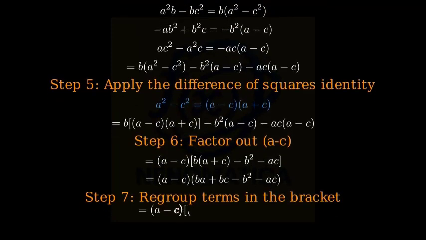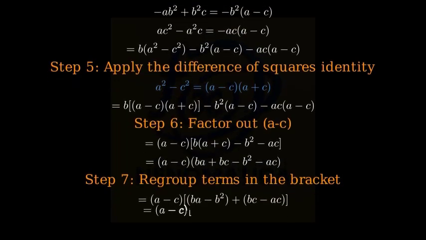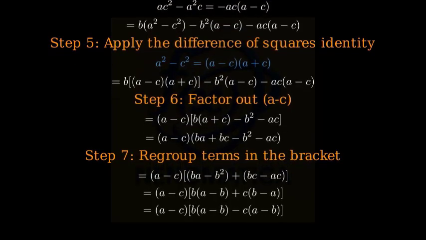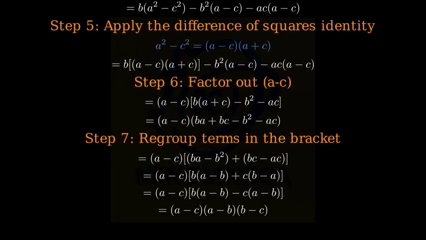Let's regroup the terms as ba minus b squared plus bc minus ac. Now, we can factor the first pair as b times (a minus b), and the second pair as c times (b minus a), or negative c times (a minus b). We now have a minus b as a common factor in the bracket, so we can factor it out: (a minus c) times (a minus b) times (b minus c). And this is our final factored expression.